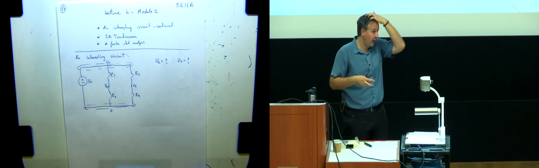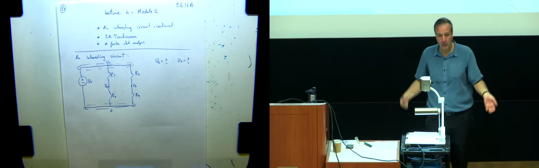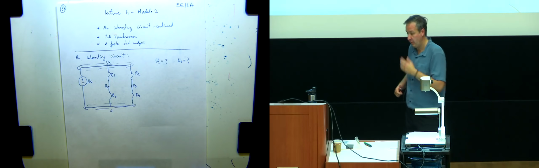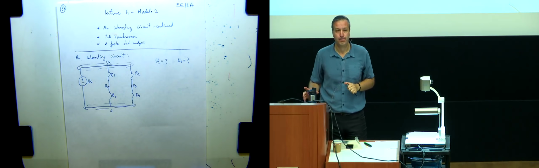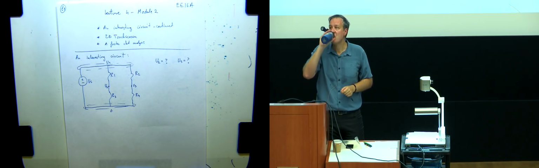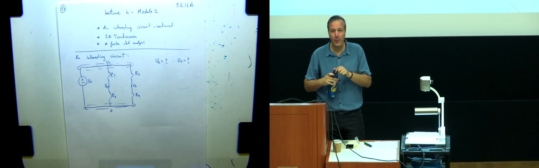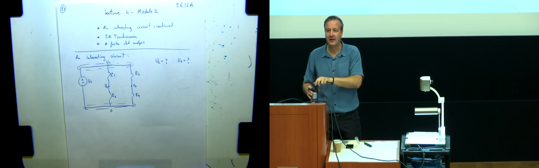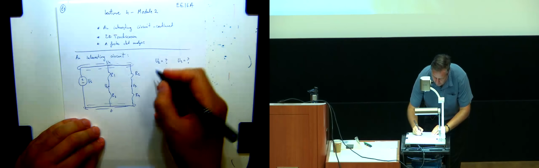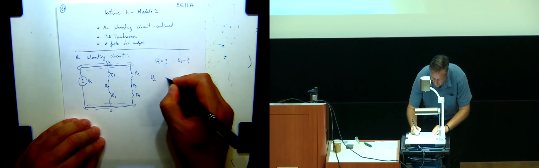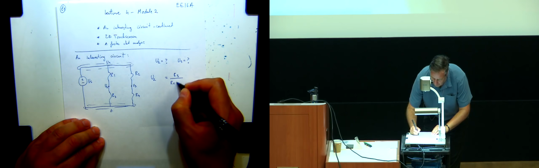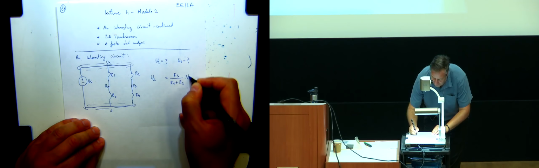You worked together and came up with the answers. So maybe someone remembers from last lecture. What was the answer for U2? Yes? Okay, so U2 equals R3 over R1 plus R3 times Vs.